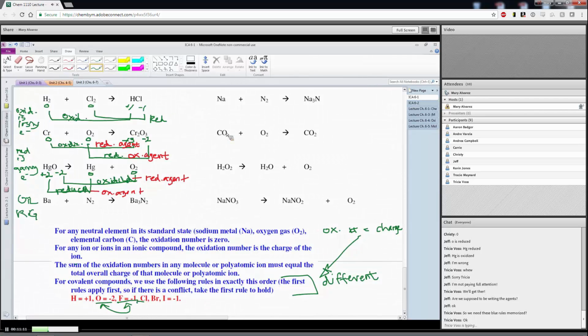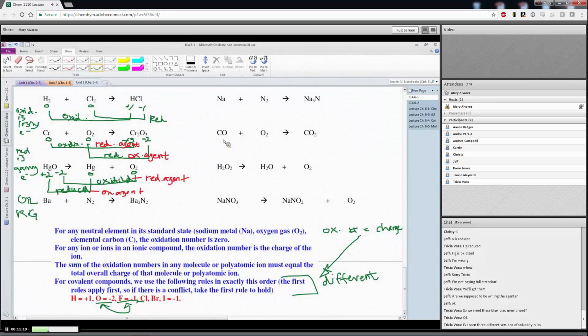So for carbon monoxide plus oxygen goes to form carbon dioxide, let's look at carbon monoxide. This is a covalent compound, so we're going to follow the rules. Is there a hydrogen? No, there's not. So next, is there fluorine?